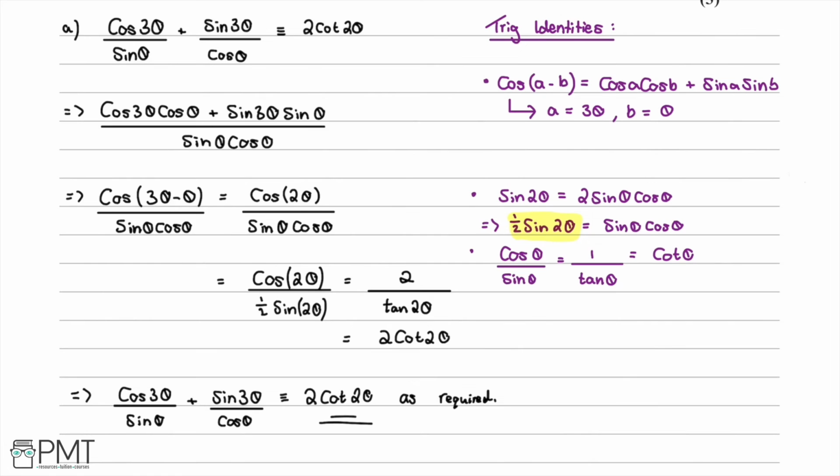So this question was worth 4 marks, and we received our first mark for multiplying out a fraction and getting it into one single fraction. We then received our second mark for using our first trig identity, so using the fact that cos of a minus b was equal to this term here, and then implementing that here. We then receive our third mark for knowing to use the double angle formula and getting to cos of 2 theta over 1/2 of sine 2 theta. And then we receive our fourth and final mark for going from this stage here to this stage here, so knowing that cos theta over sine theta was equal to cot theta. And then we pick this final mark up for concluding with a correct statement at the end here.